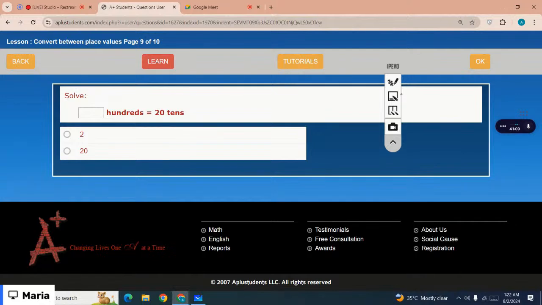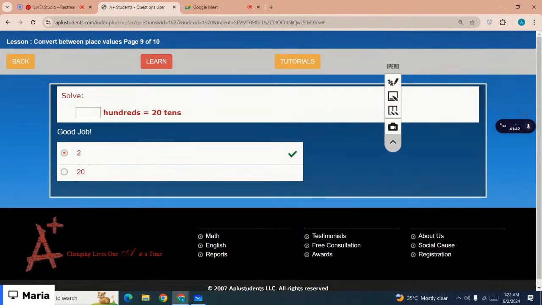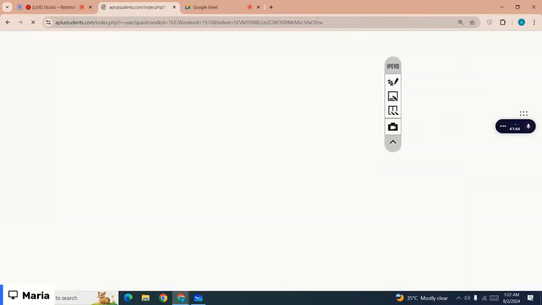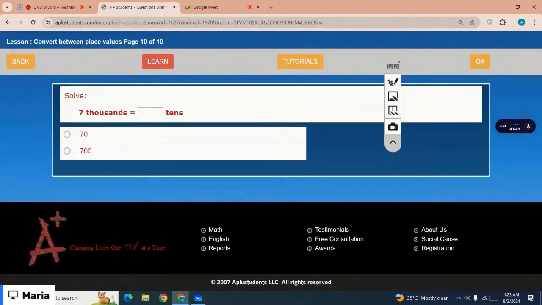20 tens equal how many hundreds? 20 tens equal 200. The correct option is 200. Option number one is the correct option. Okay, we're left with just one question. Let's just finish. 7,000 is equal to how many tens?